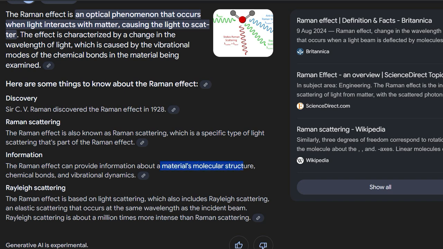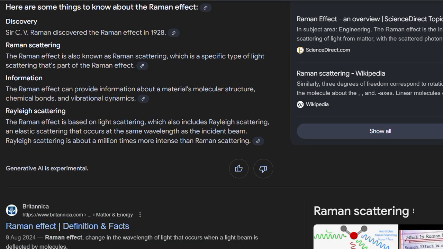This is the most important point: chemical bonds and vibrational dynamics. So by the Raman effect, we are able to understand a material's molecular structure and the bonds within that molecule. And what about Rayleigh scattering? The Raman effect is based on light scattering, which also includes Rayleigh scattering, an elastic scattering that occurs at the same wavelength as the incident beam. Rayleigh scattering is about 1,000,000 times more intense than Raman scattering.